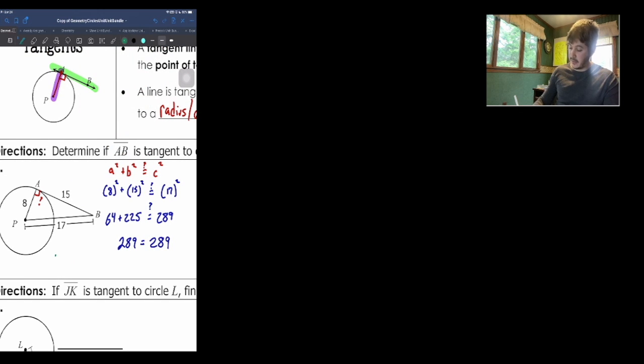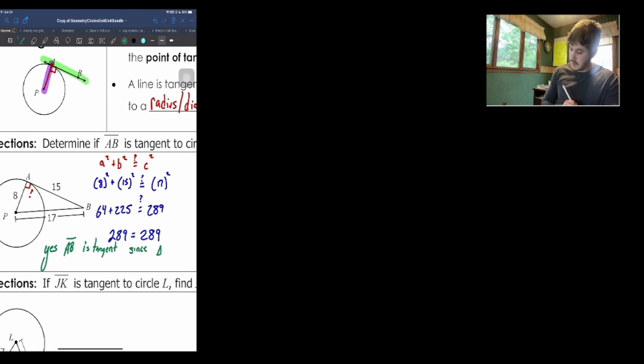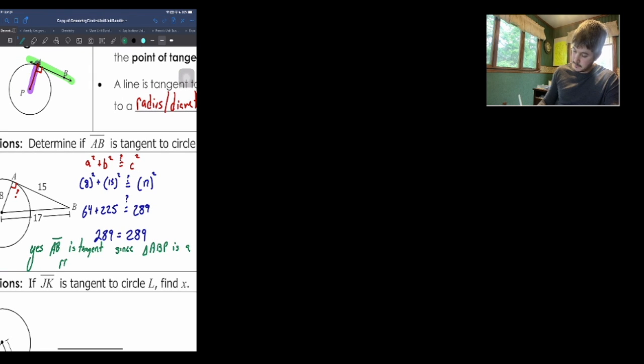So we just got to answer the question. Yes, AB is tangent since triangle ABP is a right triangle. And we know it's a right triangle now because the Pythagorean theorem showed us that it was in fact.